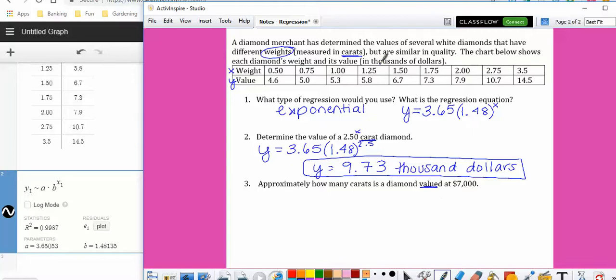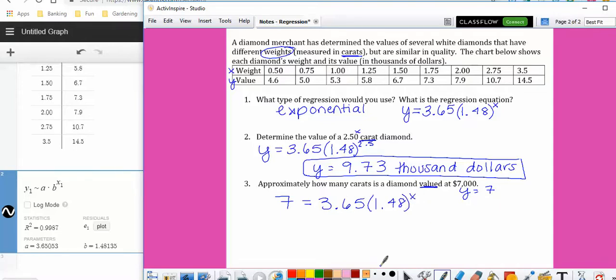The value was thousands of dollars. So this was $4.6 thousand, $5,000, $5.3 thousand. So since this is $7,000, our y value is 7 because of the units we had. So we're going to plug that in for y. 7 equals 3.65 times 1.48 to the x power.